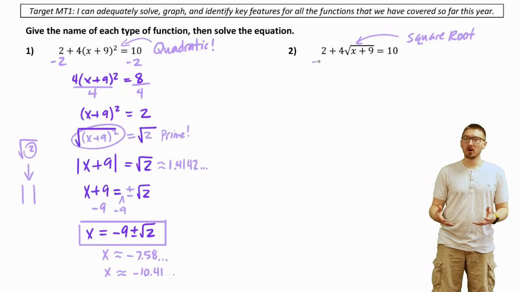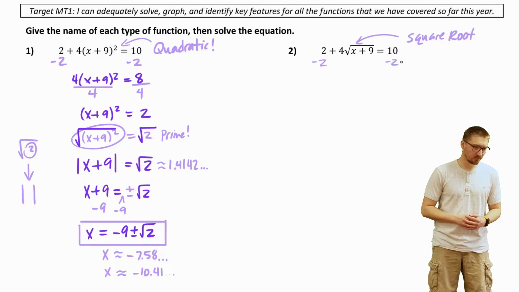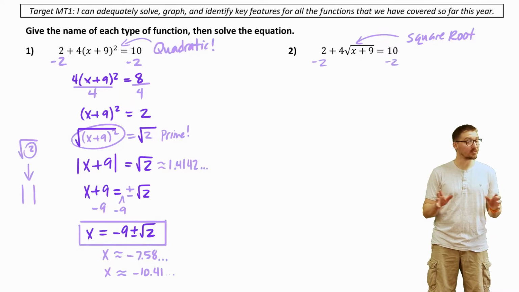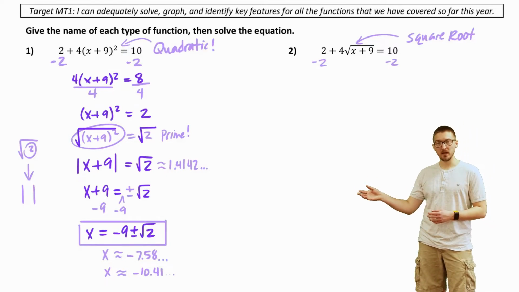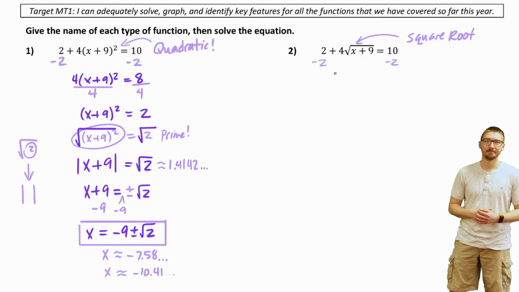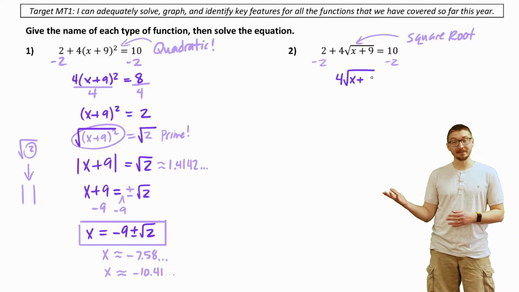First steps to solving this and getting all the way down to the x is to get rid of that 2. Adding and subtracting is one of the easiest things to get rid of in an equation. It's easily moved. So I'm going to subtract 2 from the left and subtract 2 from the right. I get 4 times the square root of x plus 9 equals 8.